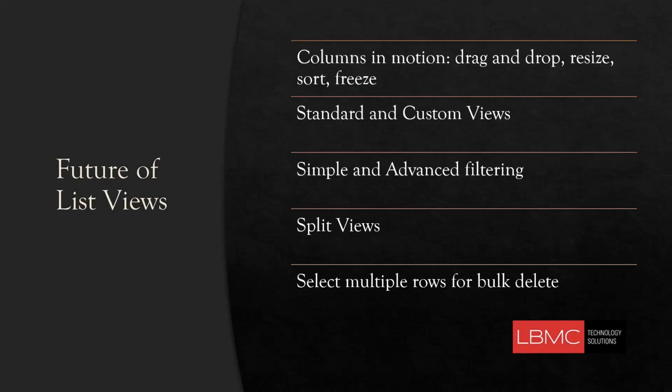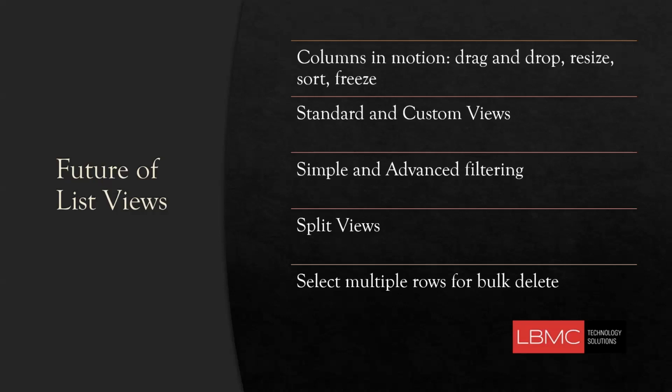Now you're going to be able to very easily edit and adjust those. One of the things is called columns in motion. You'll be able to drag and drop those columns and resize them. So all those columns that are cutting off and you can't see the whole thing, you'll be able to make bigger, or make the ones you need smaller. You'll be able to sort them and freeze them. If you need to freeze certain columns, you can do that as well.